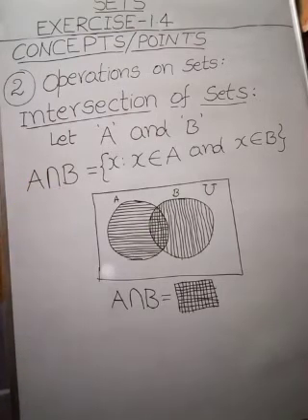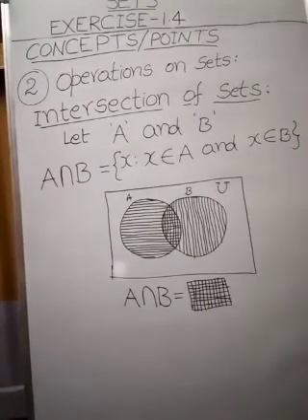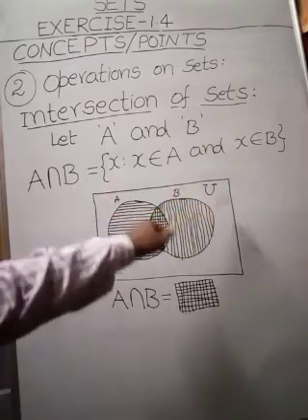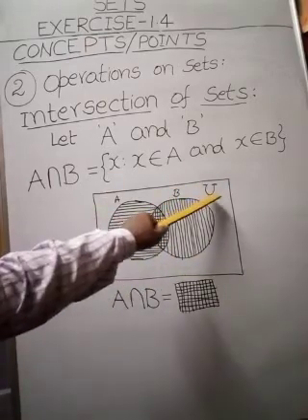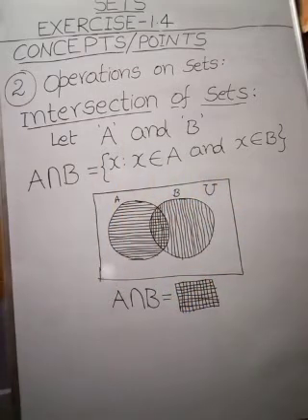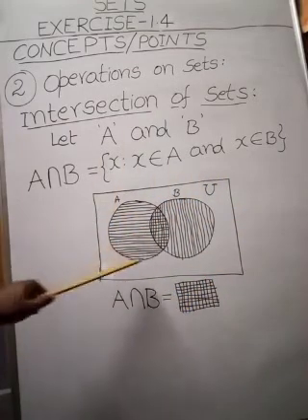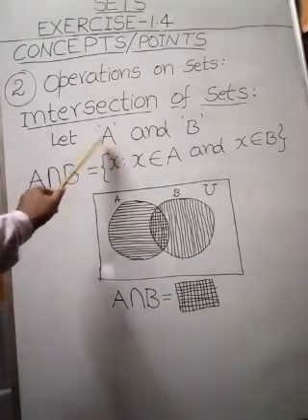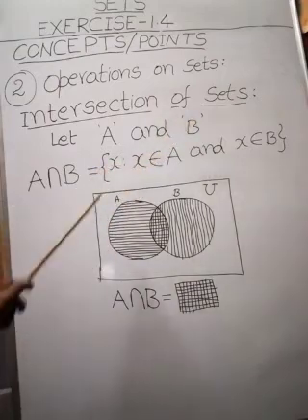We represent the intersection of sets A and B by this Venn diagram. In this Venn diagram, this is a universal set. We represented the universal set by a rectangle and the subsets A and B by two intersecting circles. To denote the intersection of these two sets, what is the first set? A. And what is the second set? B. So we are finding the intersection of two sets.